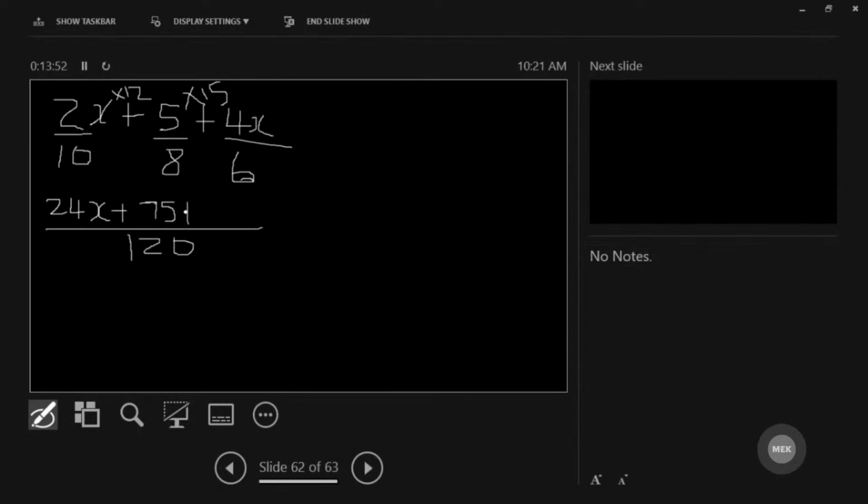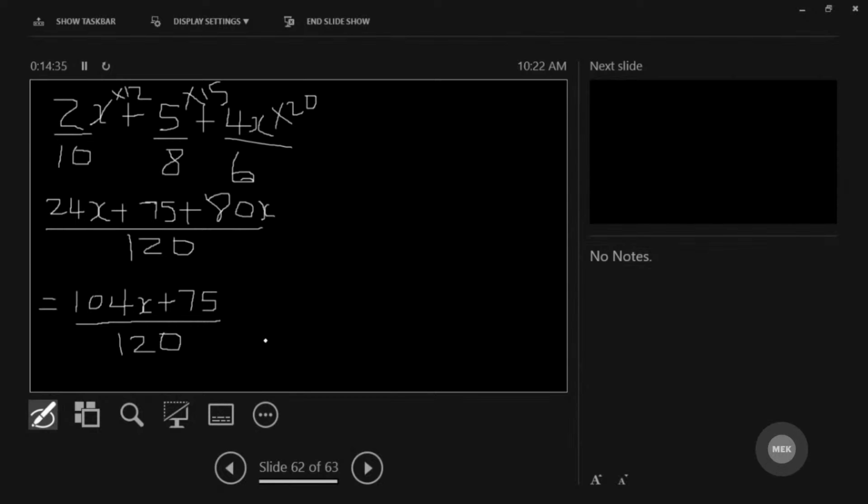And 6 into 120 goes 20 times. So 4x times 20 will be 80x. So we're going to simplify by adding the x's. So 24x plus 80x gives 104x, plus the 75, and that is over 120.